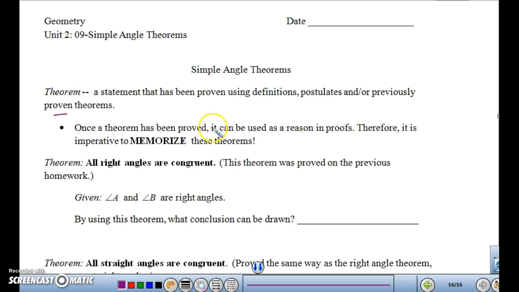Once a theorem has been proved, it can be used as a reason in proofs. Therefore, it's imperative to memorize these theorems. Now, our first theorem we actually proved on the homework previously. The theorem is all right angles are congruent.